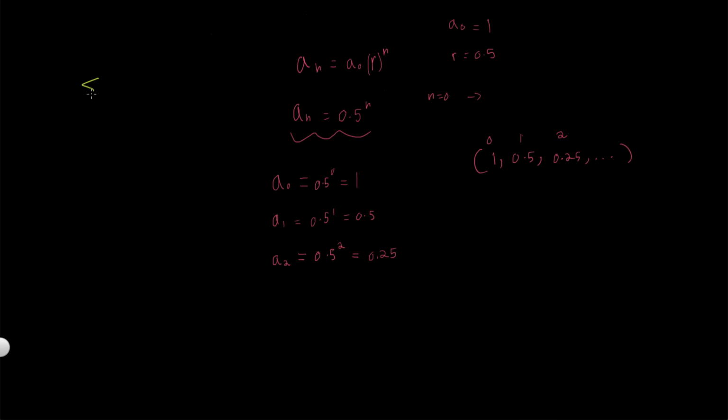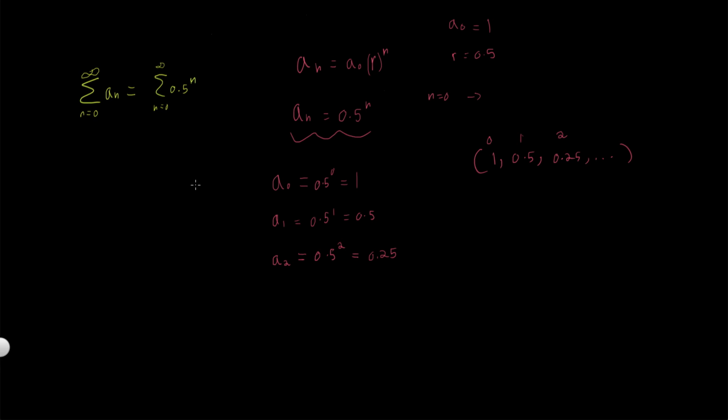Now let's say we want to find the infinite sum. So I'm going to write it like this: the infinite sum from n equals 0. This is the summation symbol, right? This means the infinite sum from 0 to infinity of this same sequence that we have, a sub n. Well, this is just equal to the infinite sum from n equals 0 to infinity of 0.5 to the power of n, right? So what this means is we're going to start adding up all the terms from 0 to infinity.